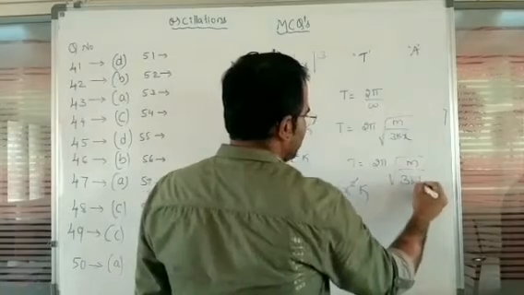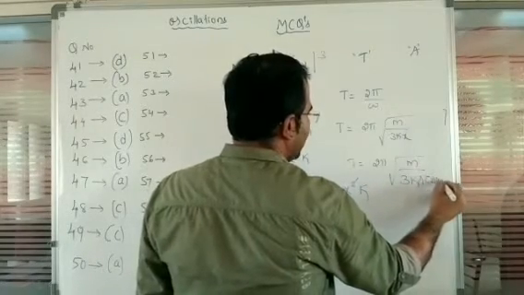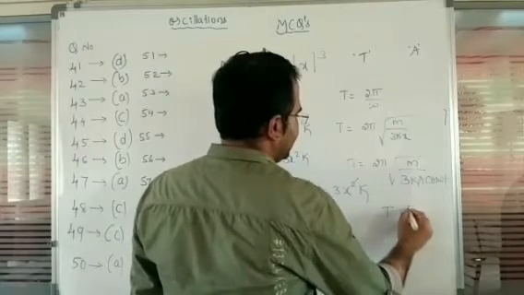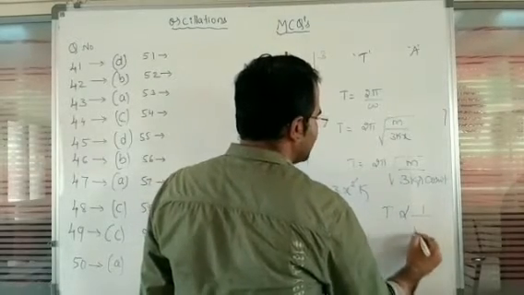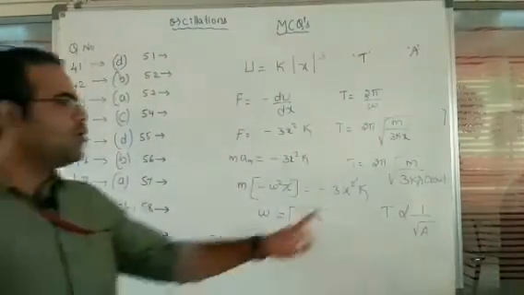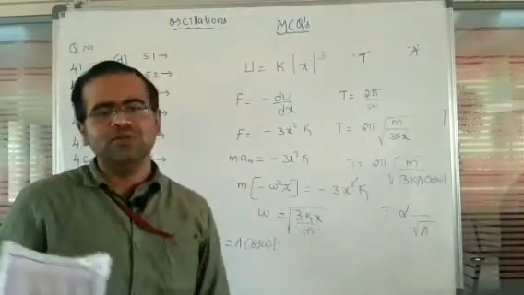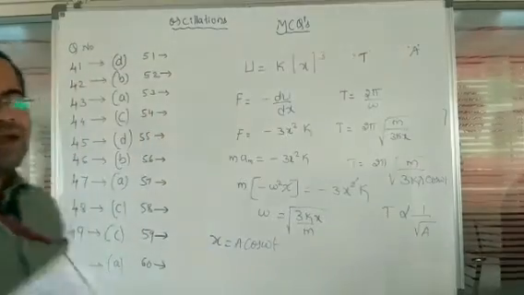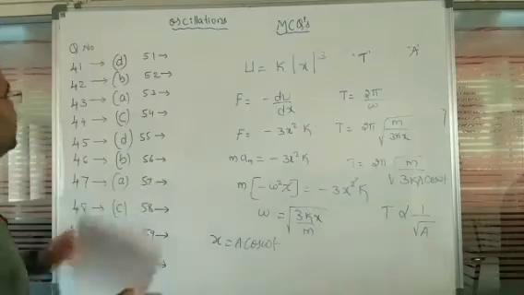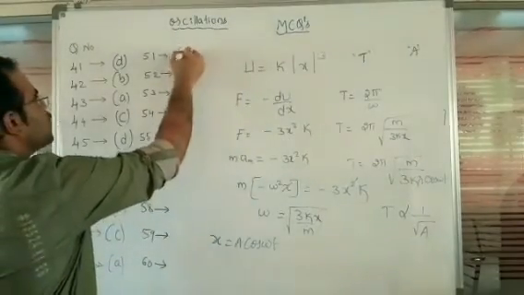In that one, x1 is given by a cos omega t. On comparing, we can write time period is inversely proportional to root of the amplitude. So time period is inversely proportional to the root of the amplitude. That's the reason for question number 51, option is A.